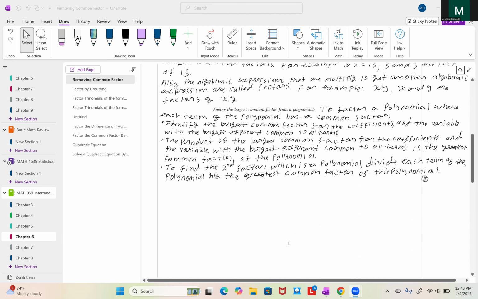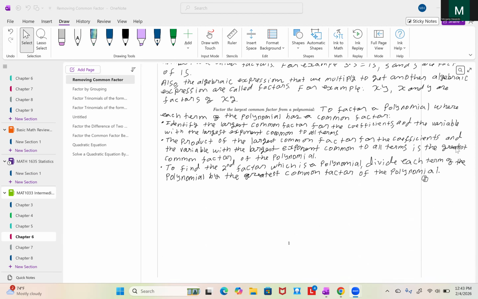Factor the largest common factor from a polynomial. To factor a polynomial where each term of the polynomial has a common factor: one, identify the largest common factor for the coefficients and the variable with the largest exponent common to all terms. Two, the product of the largest common factor for the coefficients and the variable with the largest exponent common to all terms is the greatest common factor of the polynomial.